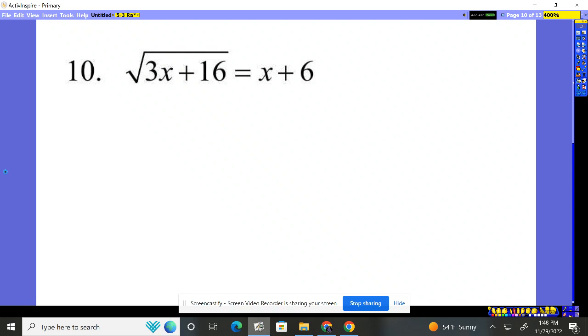Number 10, up right away. I'm like, hey, I need to isolate this guy. Well, he's already isolated. So let's come in here and square it, and that'll get rid of that square root. So I'm just left with that.